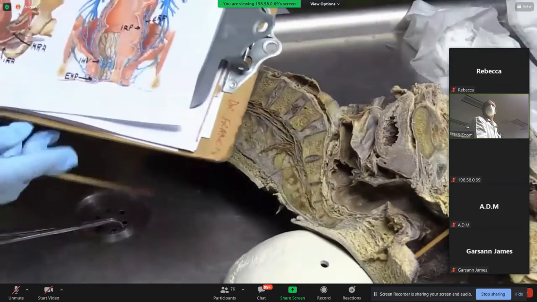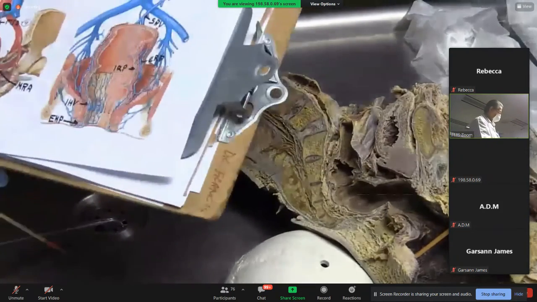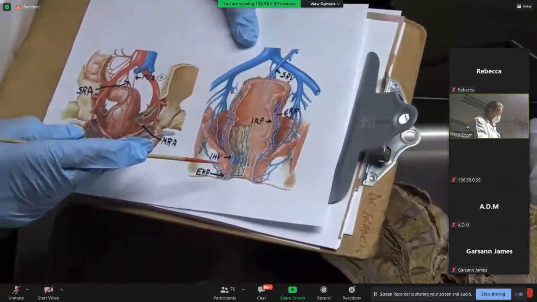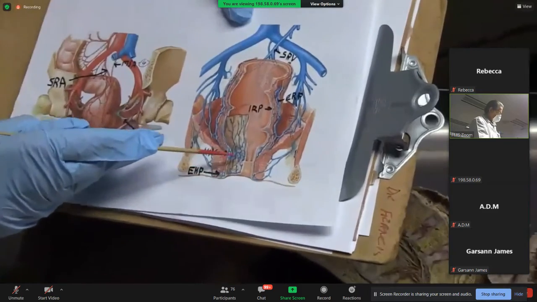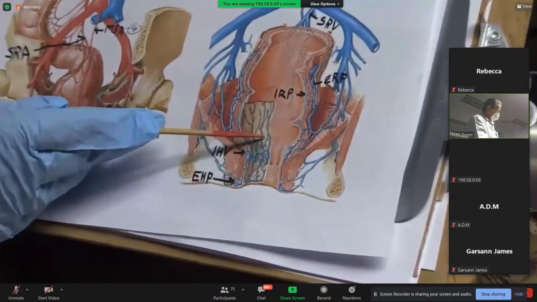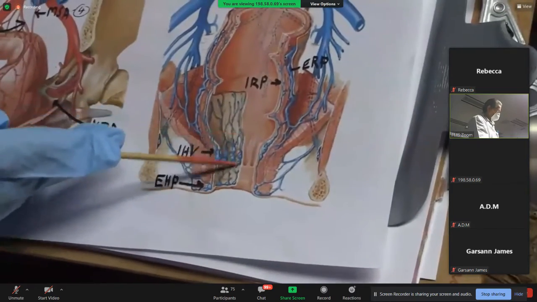You can see the columns of Morgagni here. These are the terminal radicles of the superior rectal vein.